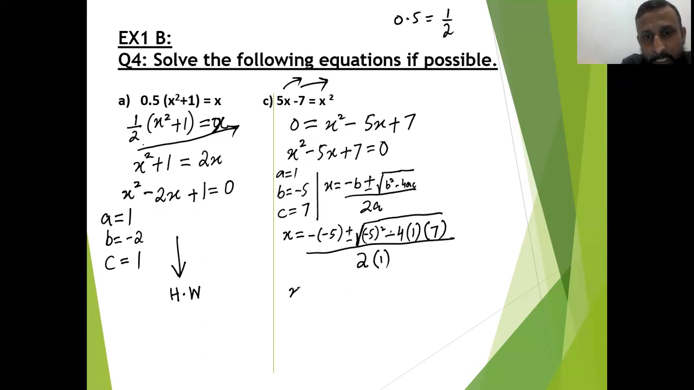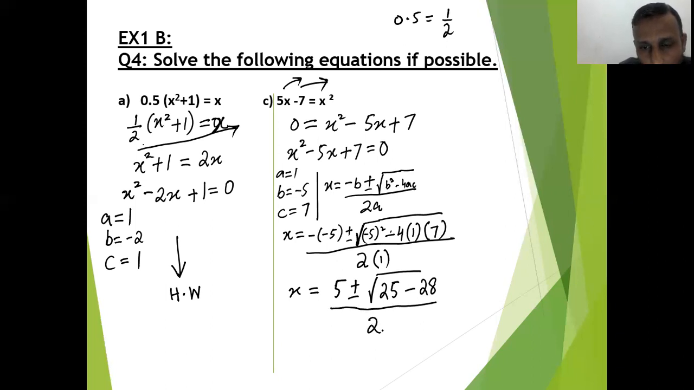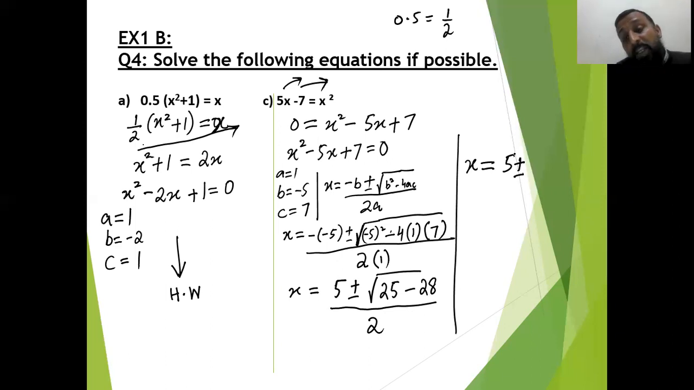Okay, let's simplify this. X equals negative and negative makes positive 5 plus minus. Now look at this. 5 fives are 25 minus 4 sevens are 28, whole upon 2. Let's simplify this over here. What do we get? X equals 5 plus minus, now 25 minus 28. 25 minus 28, you get a result as negative 3 inside a root sign.